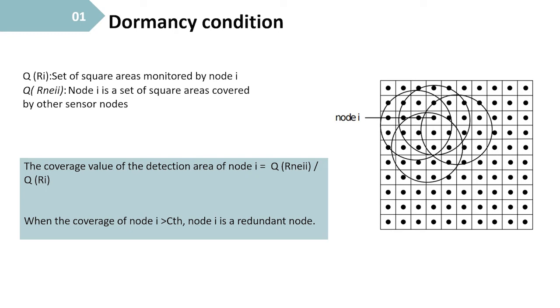When the coverage rate of node I is greater than or equal to 38, it is considered that node I is in the redundant state, and node I meets the conditions for entering the sleep state.